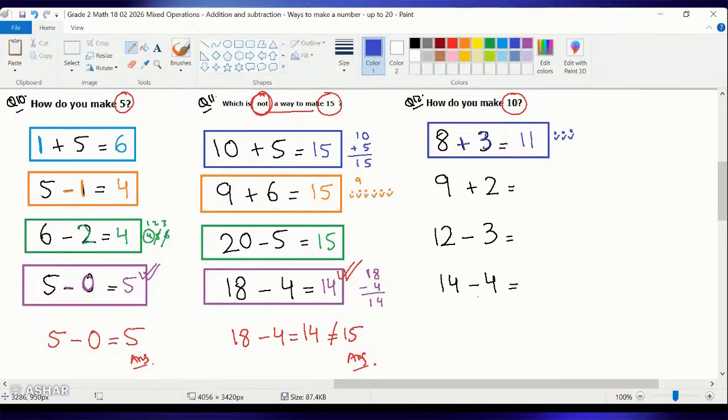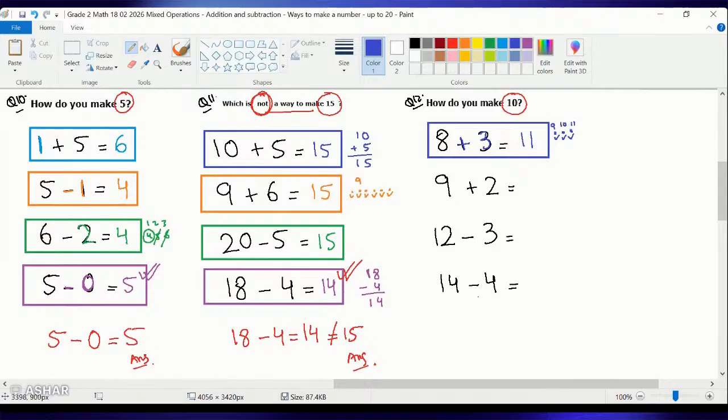Yes, perfect. The last is the answer. 14 minus 4 would be 10, right? So what I did was, I'm just showing you how it's done. 8 plus 3, we had 3 ticks. We count the 3 ticks: 9, 10, and 11, right? This would be 9, 10, and 11.